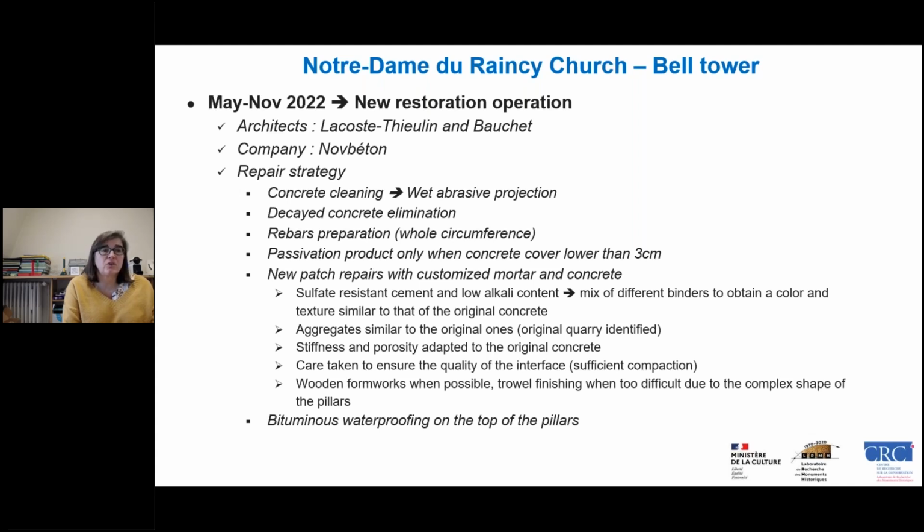The original quarry was identified, and stiffness and porosity were adapted to the original concrete, and care was taken to ensure the quality of the interface with sufficient compaction. And wooden formwork, when possible, was applied, and floral finishing was used when it was too difficult to use formwork due to the shapes of the pillars.